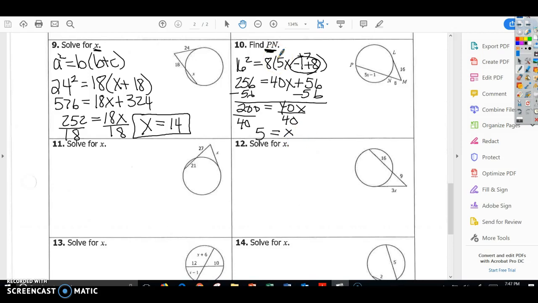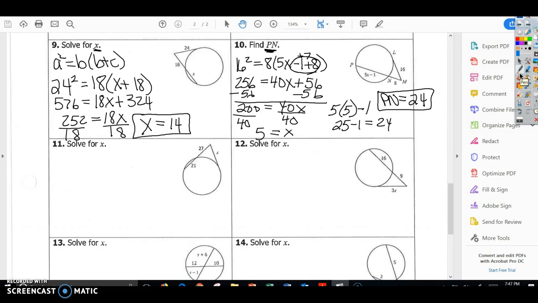So it can be a little bit tricky if you don't go back and check. So we need PN. So where's PN? PN is the segment on the inside here. So I need to do 5 times x minus 1. So 25 minus 1 equals 24. So PN equals 24. And that's my actual answer for number 10. Okay? So again, it's the same concept. It's just you got to make sure that you follow the directions.